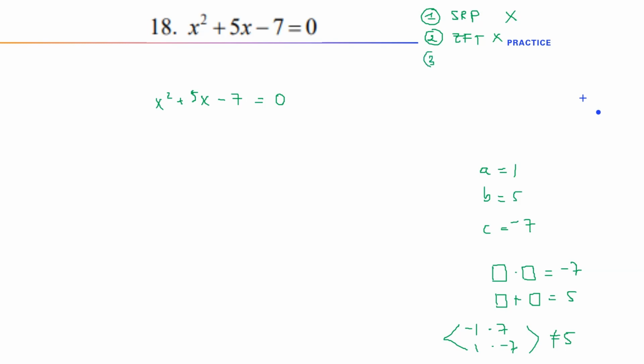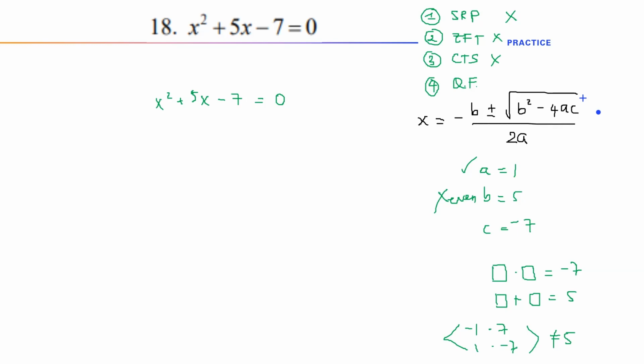Now we try completing the square. For completing the square, a equals 1 is good. But then is b even? Nope, it's not even. So we don't use it. We go straight to the quadratic formula, right? And what the quadratic formula says, we have x equals minus b plus or minus square root of b squared minus 4ac over 2a.